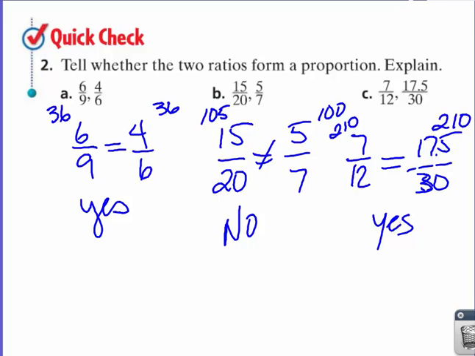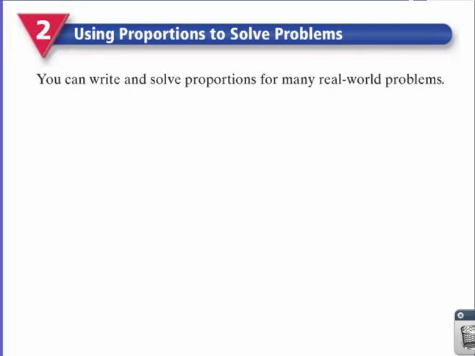Okay. We got one last thing to talk about with proportions, and then we'll end this lesson today. And that is the real world application. Proportions are going to be one of those problems that you will actually use in the real world at some point in time. Now, you may not use it the same way that we use it in this problem here, but you will use them.